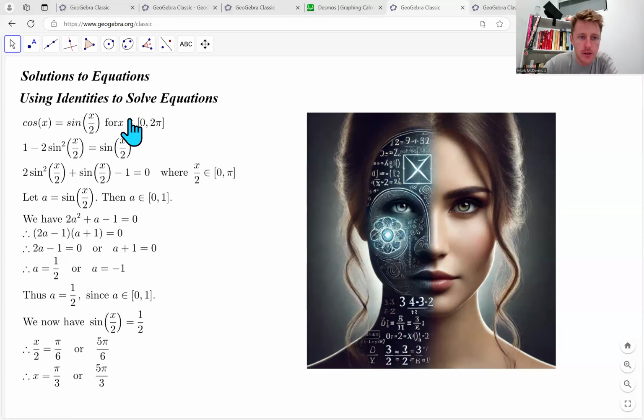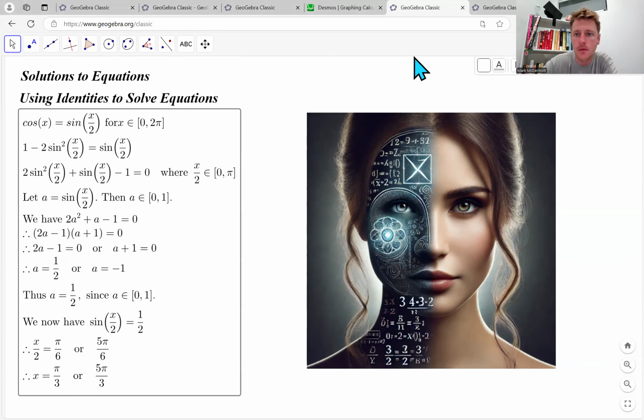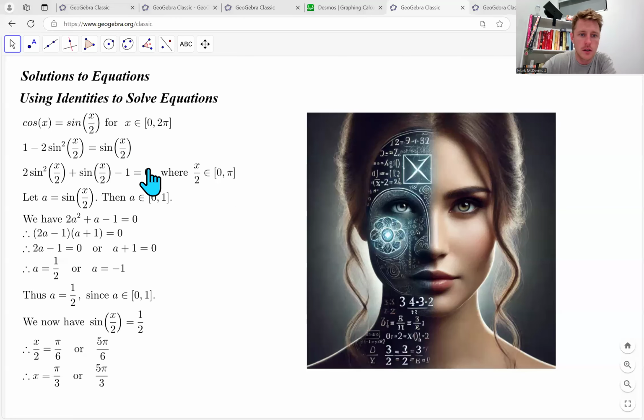Apologies, I realized the question needs to make sense. We needed to say that we're trying to solve this for x between 0 and 2 pi. So that should explain this last step here. We're saying x goes between 0 and 2 pi, so x on 2 therefore goes between 0 and pi, because we've applied this x on 2 to those domain values.